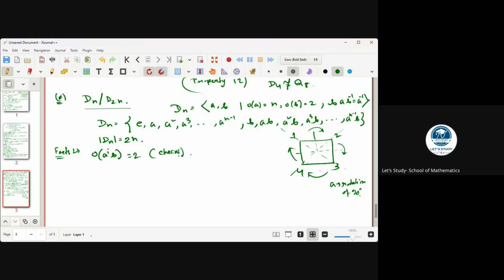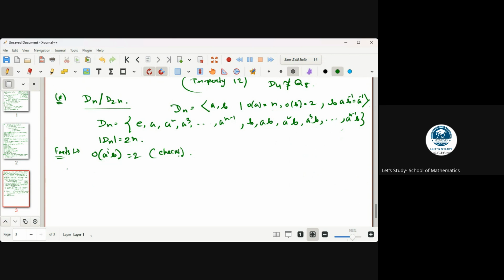Okay, so 1 reflection is enough. That's why we take A square, up to A to the power n, and for B, just identity and B is enough. No reflection and a single reflection is enough. But okay, these are all conceptual things. This will not be needed for problem solving. Okay, so the order of A to the power i B equals 2. Using this, you can check.